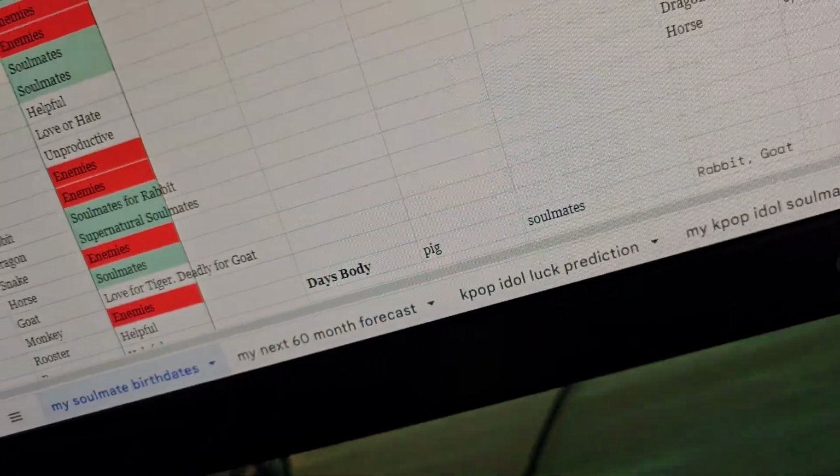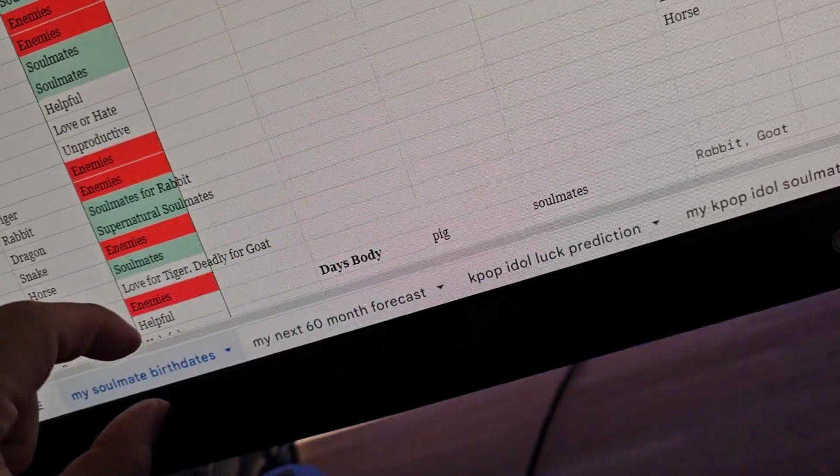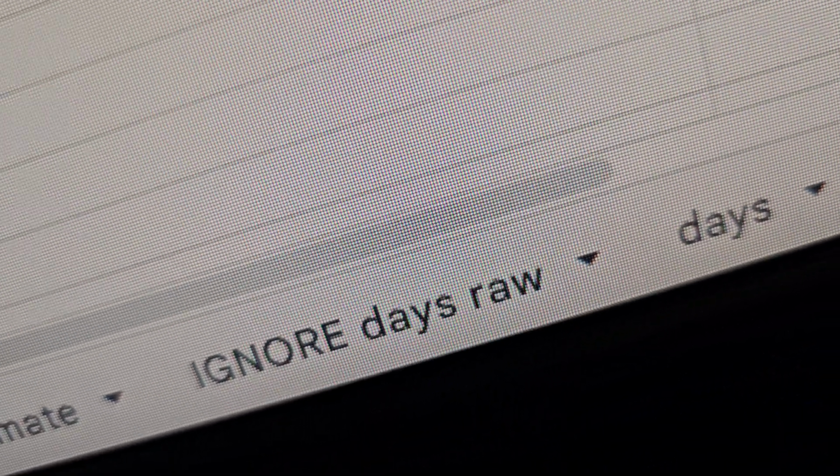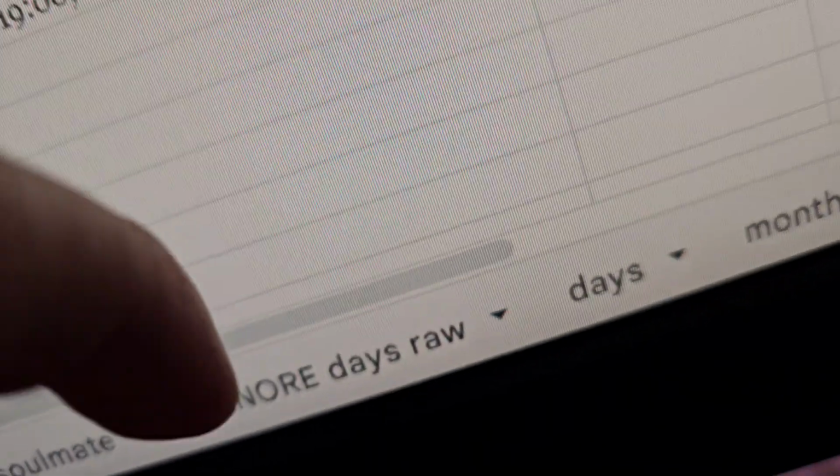The first four tabs are website page 1, website page 2, website page 3, website page 4. Ignore this one. This one's just raw data. We don't need a website out of this, because this is the same thing. It's just formatted differently, these two things. Okay. So what does this do?